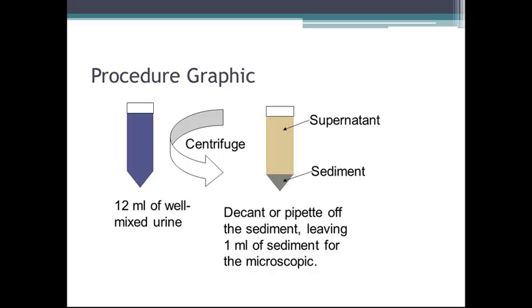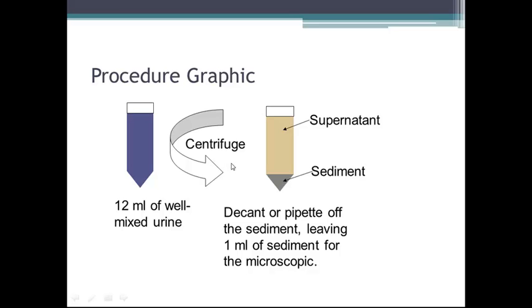For the procedure, we would need 10 to 12 mLs of well-mixed urine. If the urine has been sitting, it is important to gently mix it by swirling the urine. We would then put it in a tube and centrifuge it.